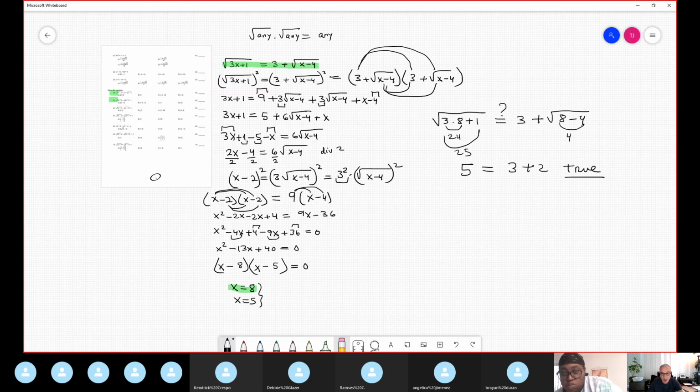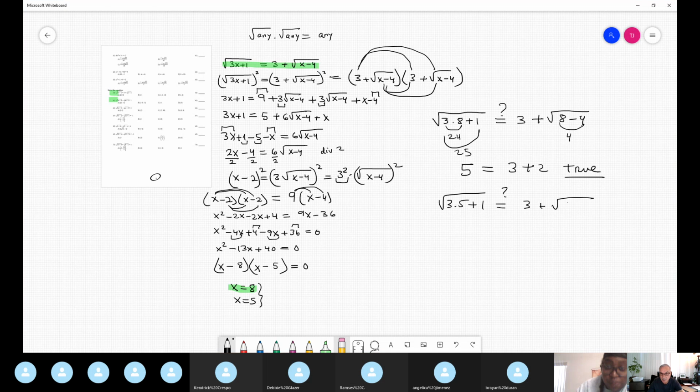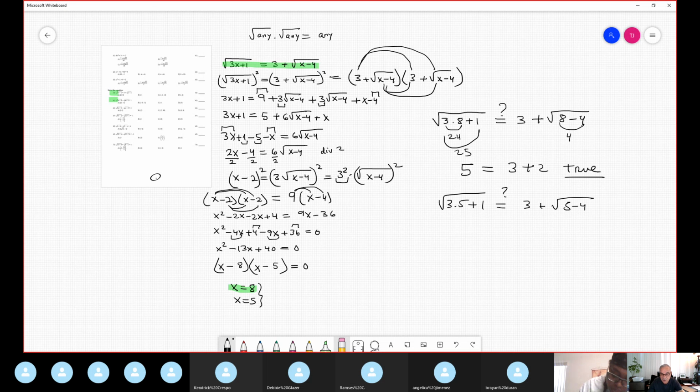Now let's move on to the 5 verification. 3 times 5 plus 1 should be equal to 3 plus the square root of 5 minus 4. This is 15 plus 1, this is 16. Square root of 16 is 4. 3 plus something: 5 minus 4 is 1. Square root of 1 is 1. And 3 plus 1, of course, is 4. It's true also. And we have two solutions, 8 and 5.